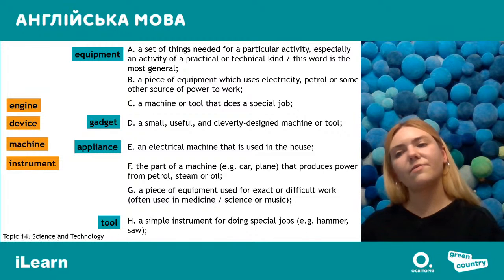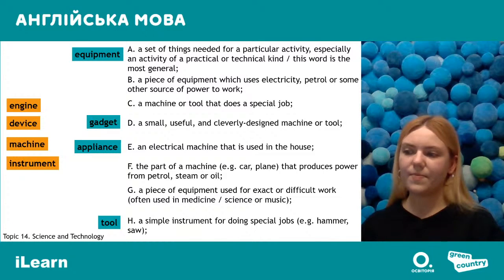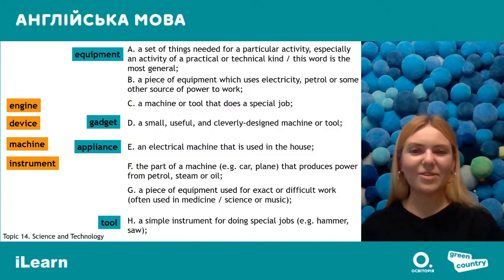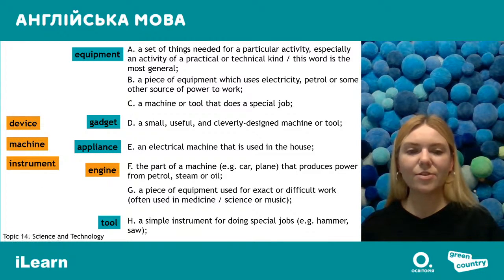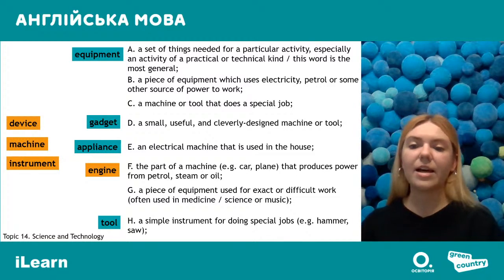Which definition is for engine, двигун? B. No, that is not really B, because it's not a piece of equipment. But that is F, the part of a machine that produces power from petrol, steam, or oil. Cars have an engine, also planes, and etc. So different means of transport have an engine in them. So engine, двигун.